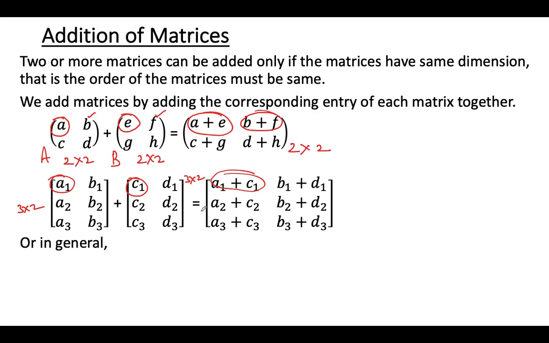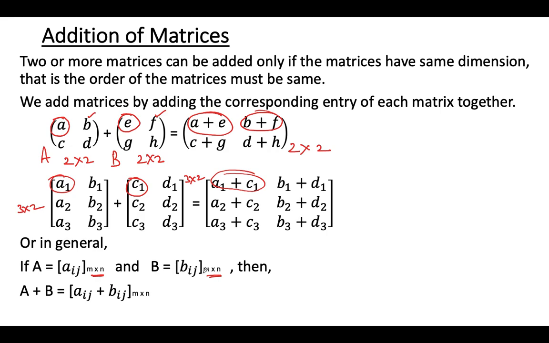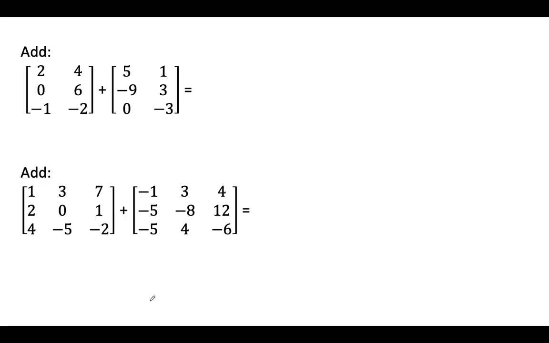Or if I want to generalize this, if A is a matrix with entries Aij and A is a matrix of order m by n, and B is also a matrix of order m by n with the entries Bij, then if I add A plus B, it must be Aij plus Bij, and the resulting matrix is also of the same order m by n. Let's quickly look at these examples.